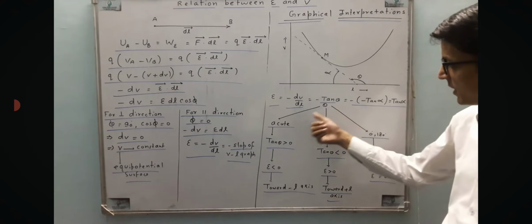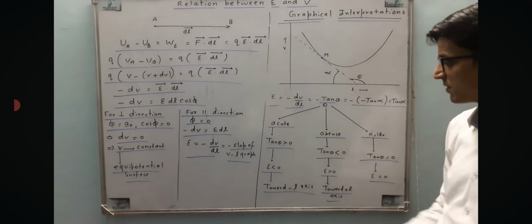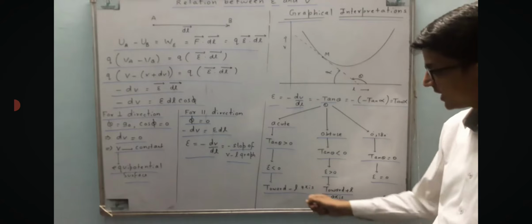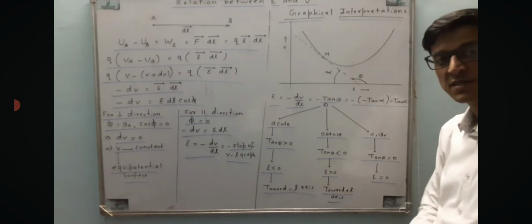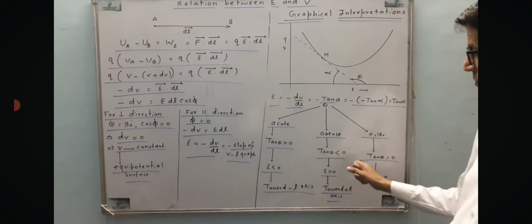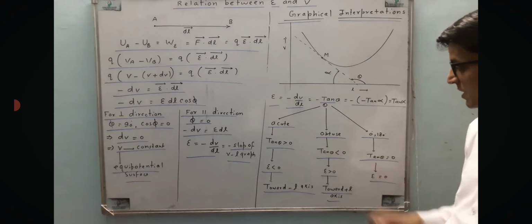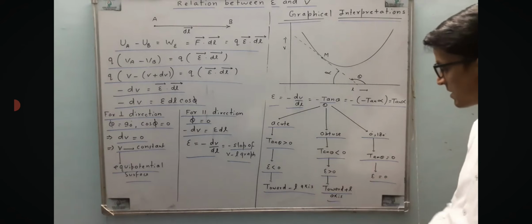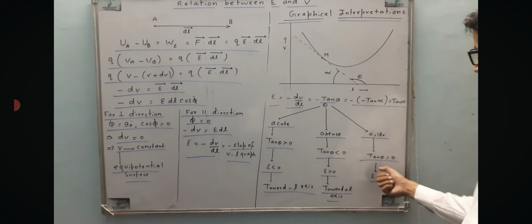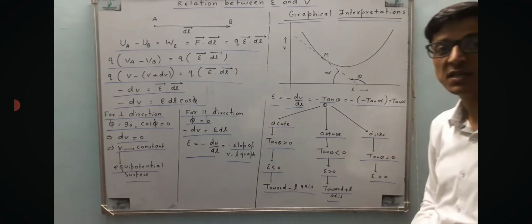If theta is acute, tan theta will be positive. That means E will be negative. That means the electric field is toward the minus L axis. If theta is obtuse, that means tan theta is negative, which means the electric field is positive. That means towards the plus L axis. If theta is 0 or 180, tan theta will be 0. That means the electric field will be 0.